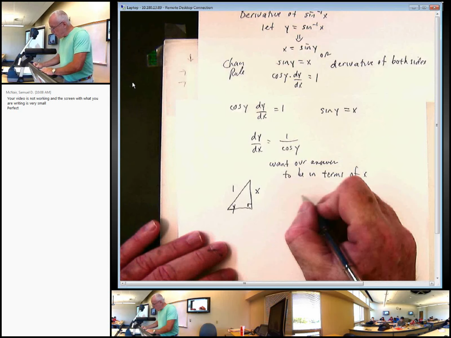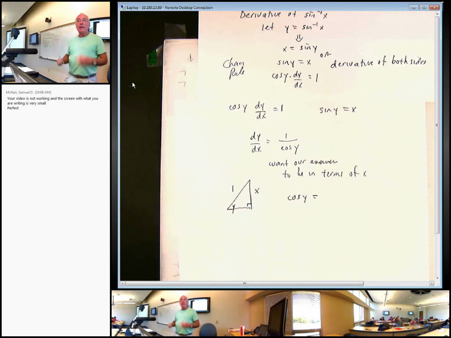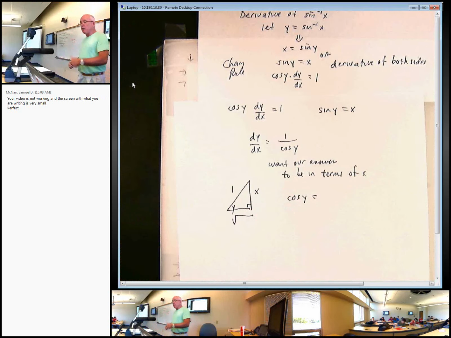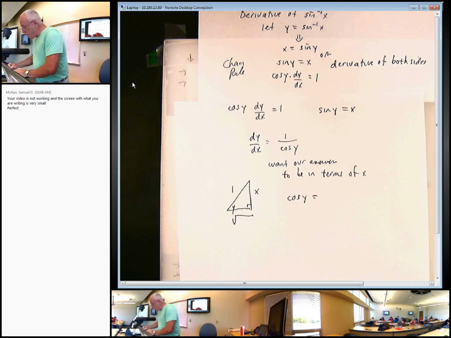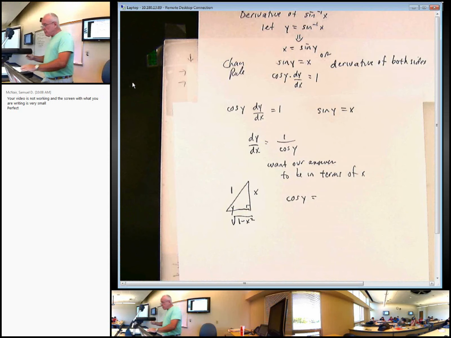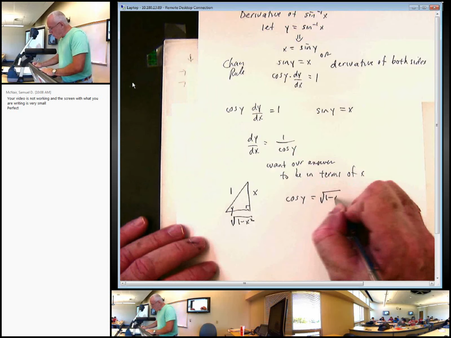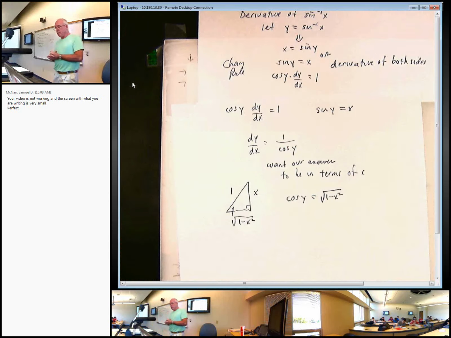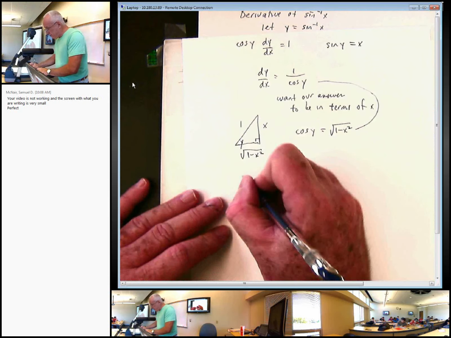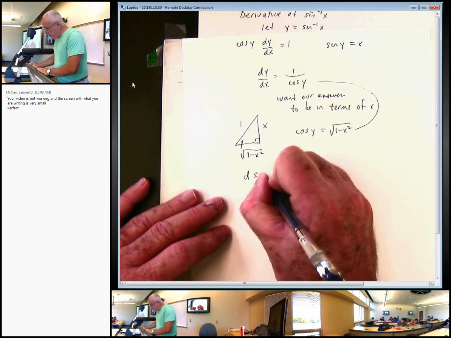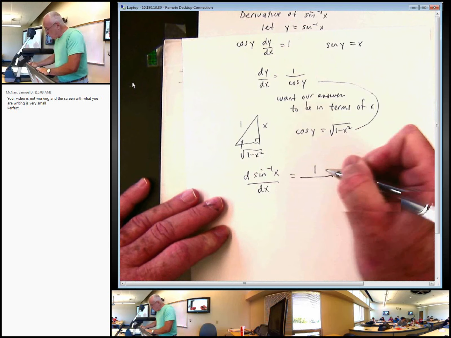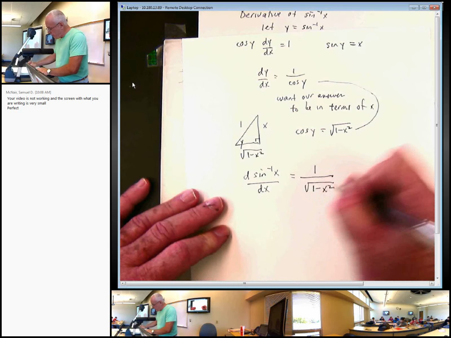Now we want to figure out what the cosine is of this angle. Well, that's adjacent over hypotenuse. So we use the Pythagorean theorem again for that other side, and we get the square root of 1 minus x squared. So the cosine of y is equal to the square root of 1 minus x squared over 1. So we can finally fill that in up here, and we get our final answer. The derivative of the sine inverse of x with respect to x is equal to 1 over the square root of 1 minus x squared.